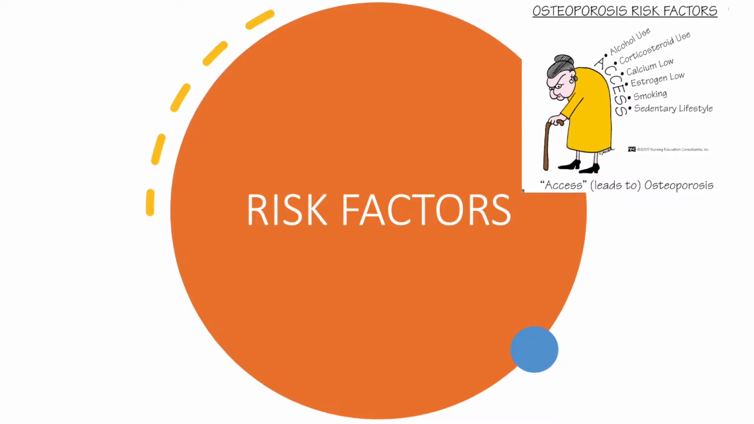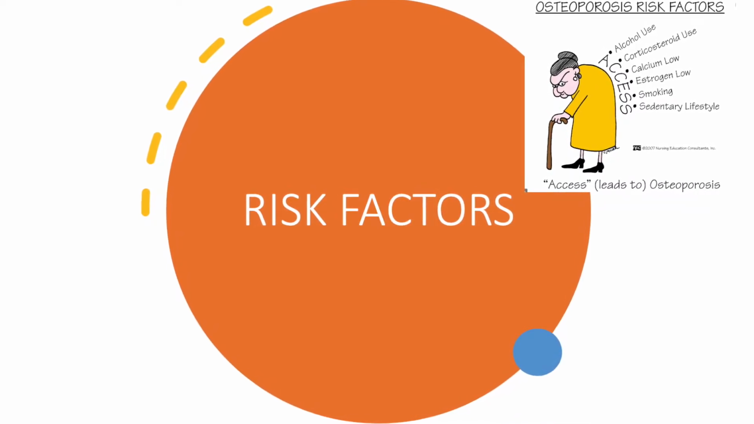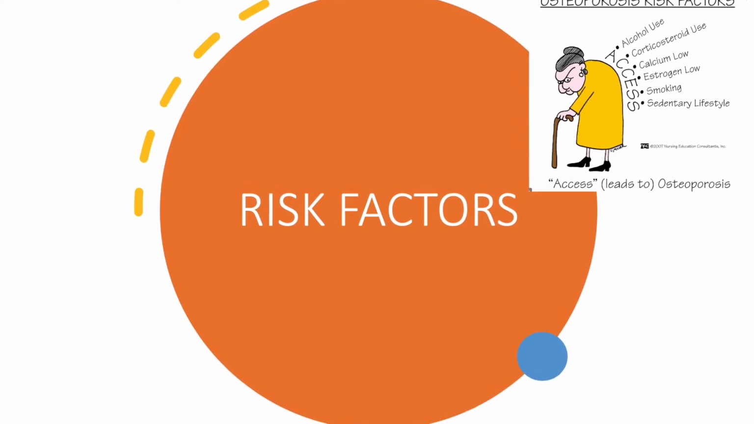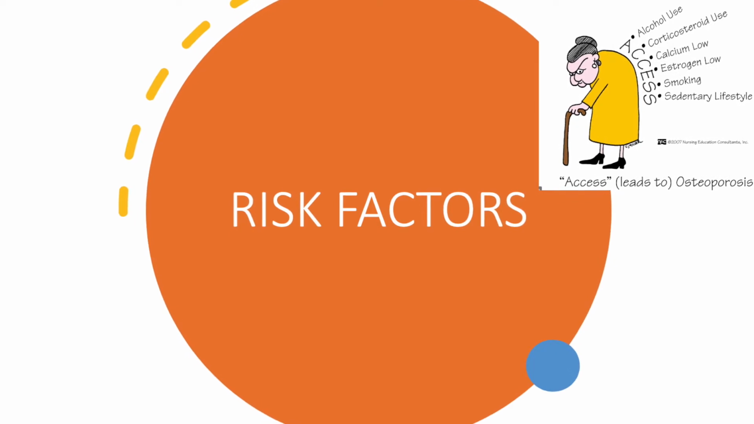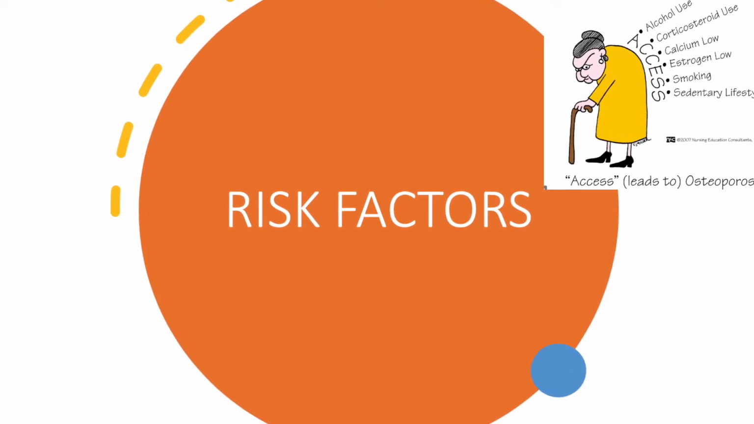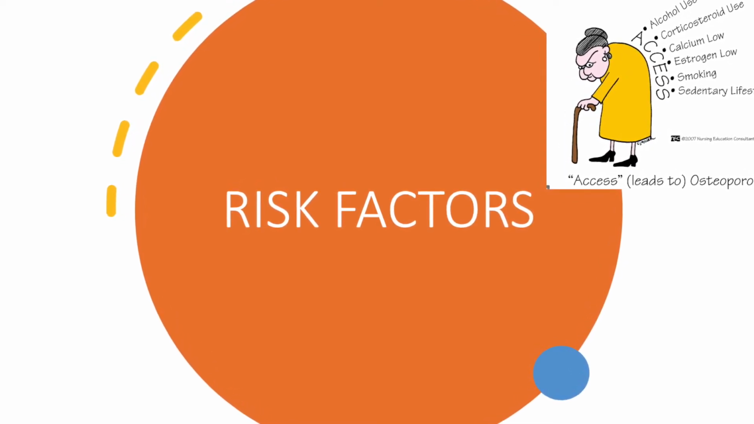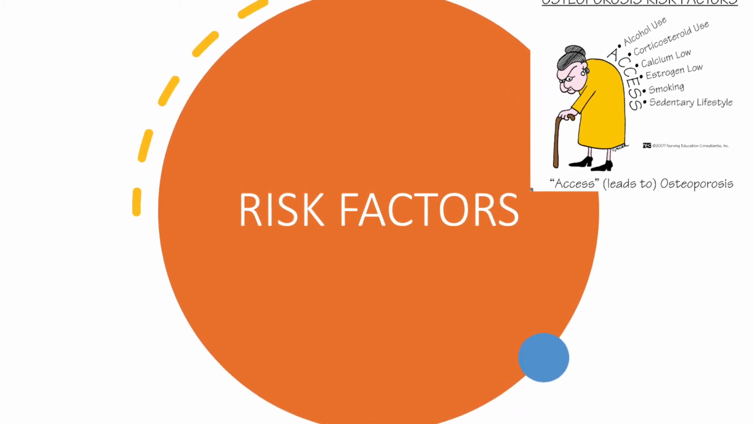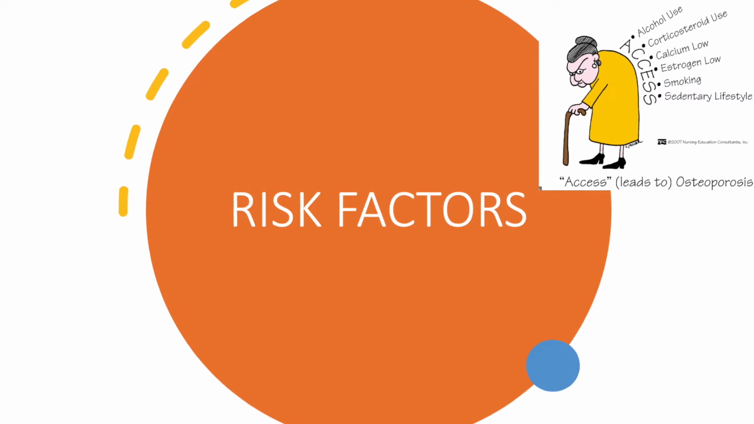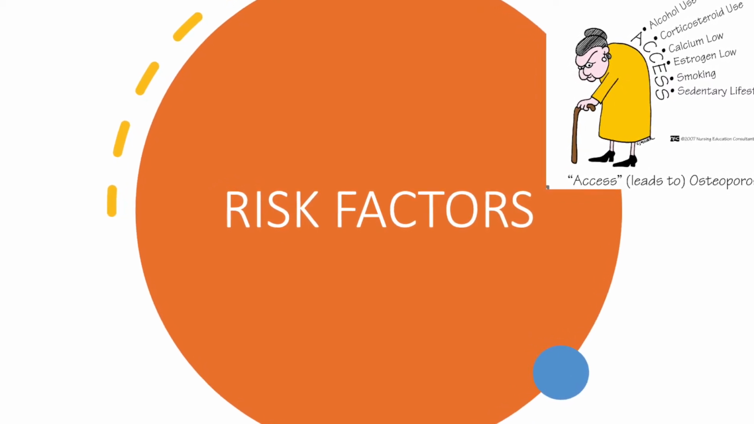The mnemonic AXIS can help explain some of the risk factors for osteoporosis. These include alcohol use, corticosteroid use, low calcium, low estrogen, smoking, and having a sedentary lifestyle. As well, small-framed women are most at risk for developing osteoporosis, especially postmenopause due to the reduction of estrogen.